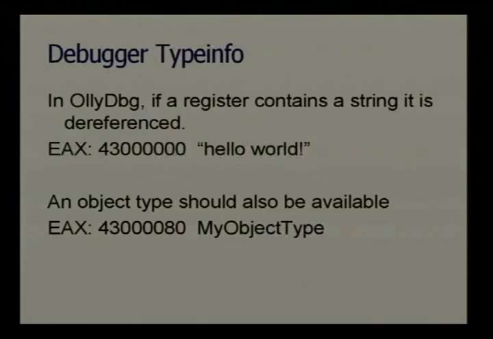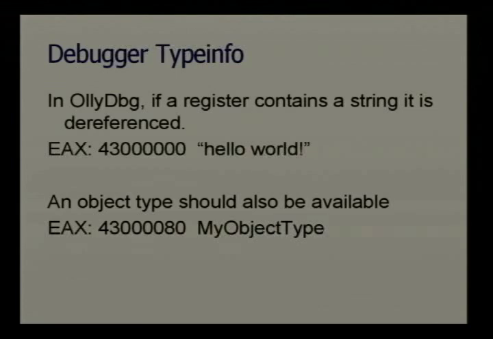So here's something else that we need. We need debugger type info. OllyDbg is great. If you have a register, let's say EAX with some value in it, and it happens to contain a string, it dereferences it for you. So you'll see hello world in OllyDbg. That's really helpful. It's a simple thing, but it makes great sense.